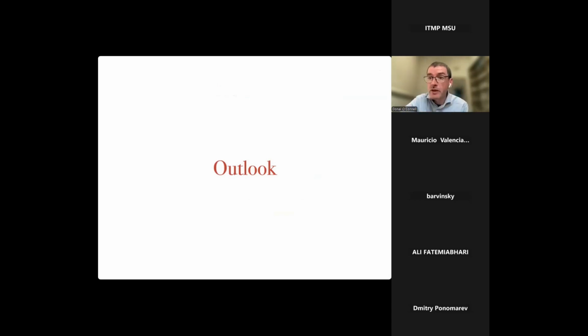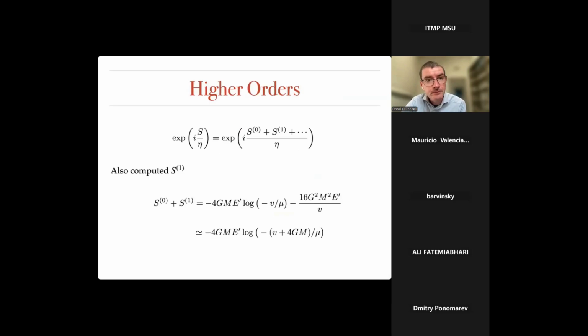Let me finish with an outlook for where I'm hoping to go in the future. So, one slide on something we've already done, actually. This, I think, was just due diligence on our part. I explained to you that I computed the phase of the wave function in this geometric optics approximation. This phase has a perturbative expansion in this quantity v over 4GM. We know from Hawking's work that the dominant term is this term here, this log minus 4GM. That's the term that gives the temperature.